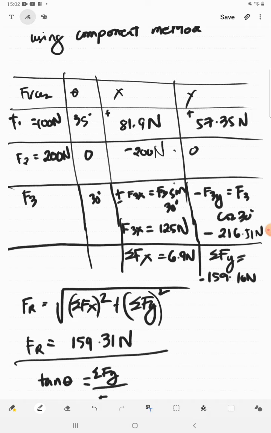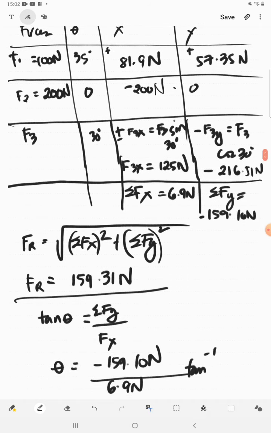159.16 newtons. Okay, so solving for the magnitude of your force, Fr is simply the square root of summation of fx squared plus summation of fy squared. Therefore, the final answer for your Fr is simply equal to 159.31 newtons.